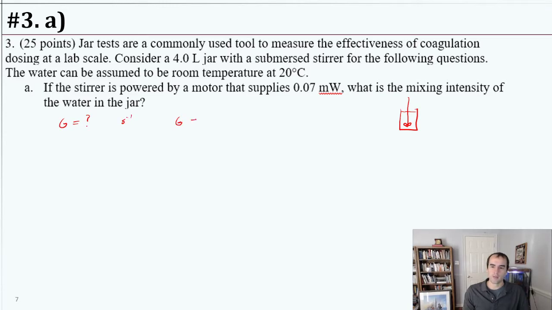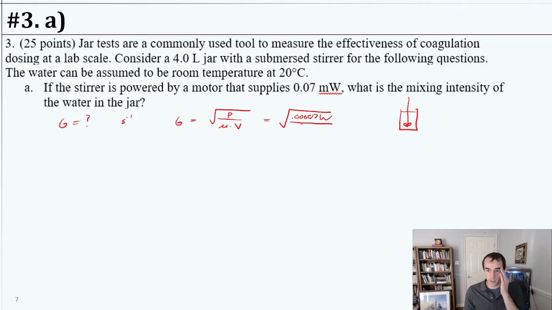We have a formula for this, which is the square root of the power divided by the dynamic viscosity of water times the volume of that jar, or the basin. And the power here needs to be in watts. So since this was 0.07 milliwatts, that's going to be 0.00, let's see, milliwatts being 1/1000th, so we need essentially 3 more zeros than we had right there. So we need 4 zeros total, 7 watts.